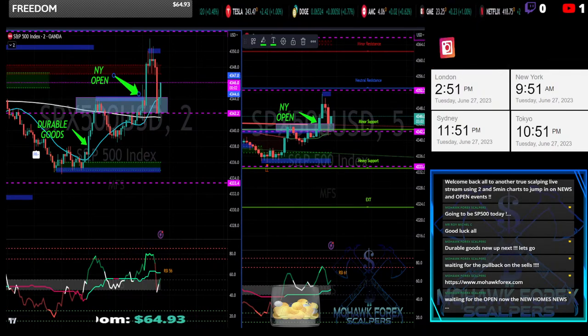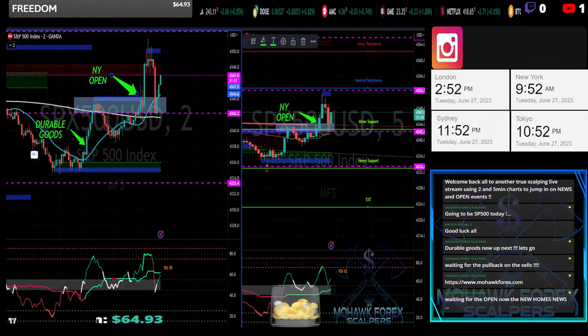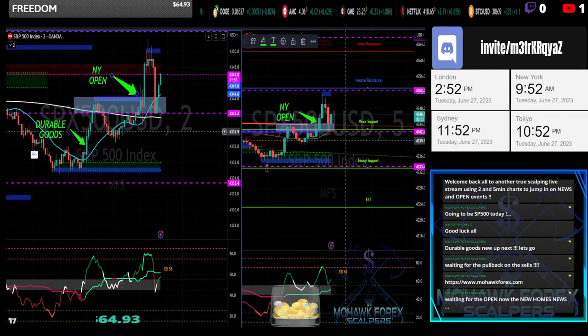So 9 minutes to go and then we are done. I'm still thinking we're looking for more sales here on the 500. It might pop up a little bit more, but I still think even if we retest this zone, we're going to come down again.